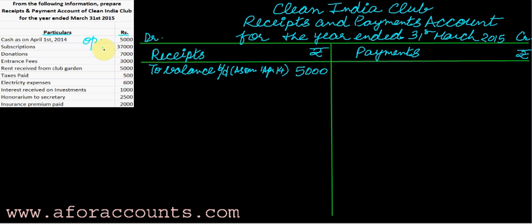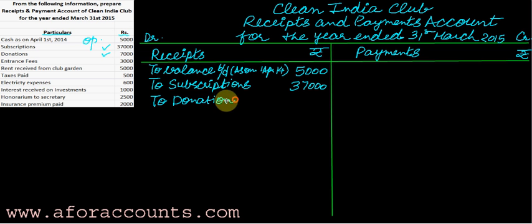Now subscriptions, that is my income, it is receipts, so to subscriptions. That's my income, 37,000. Okay, donation, again my receipts, my income, so to donation. Donation, subscription and fees, 3 items that form the major receipts.